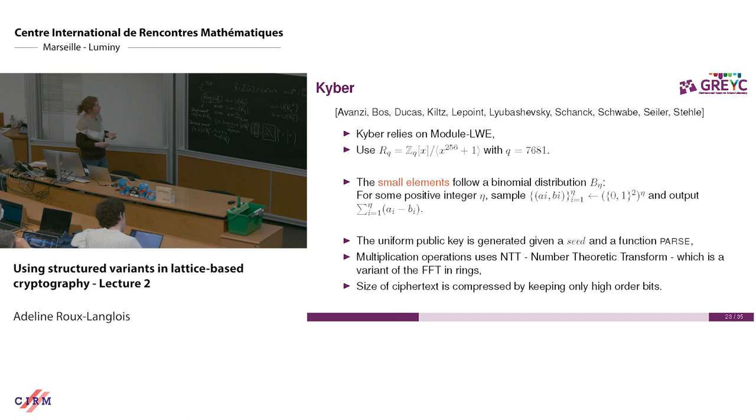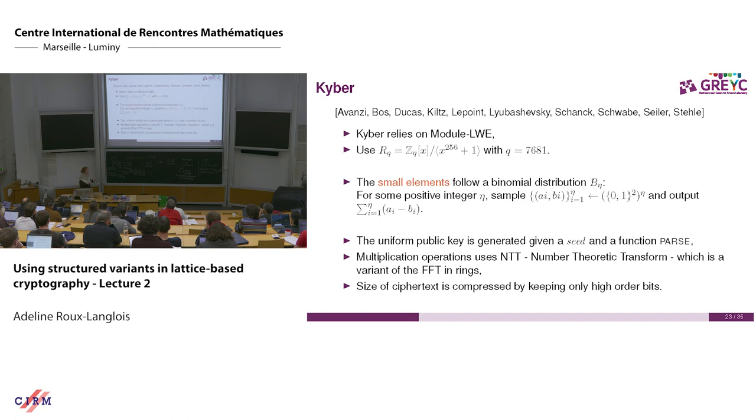And they also use a lot of tools to be sure it's the fastest possible, and that the size of your keys, encryption, everything will be the shortest possible. So, for example, the uniform public keys are generated given a seed and a special function. So instead of giving all the matrix each time, you give only a seed and you can generate the same uniform matrix. The multiplication operation uses a number theoretic transform, like a variant of the fast Fourier transform in rings.